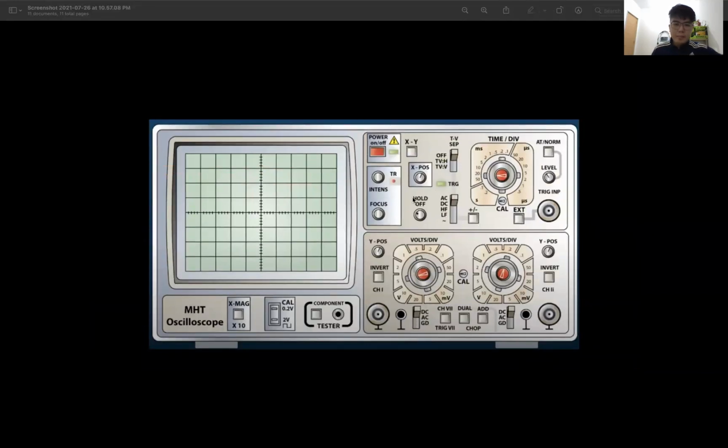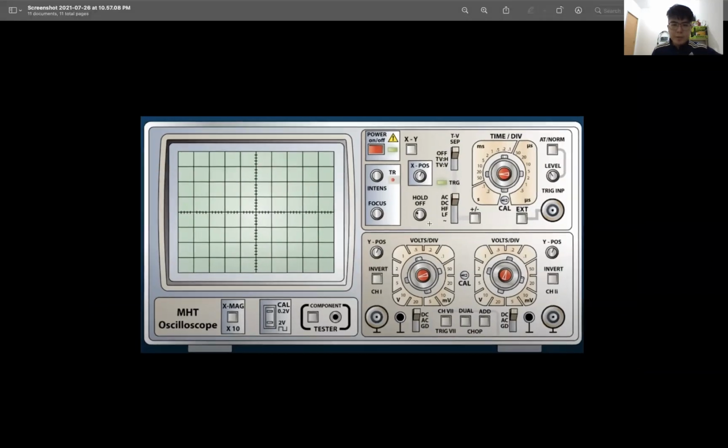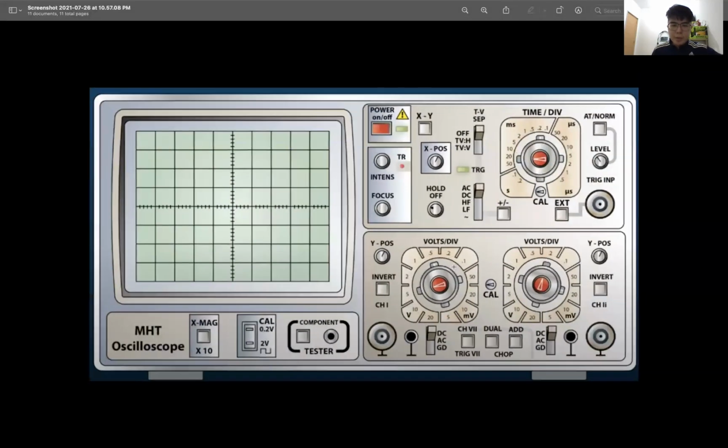The one at the bottom. Okay, we already talked about the time base. You see at the bottom, we still got 2 inputs. This one and this one, right? This is connected to the Y plate. Okay, this and this, they are connected to the Y plate.